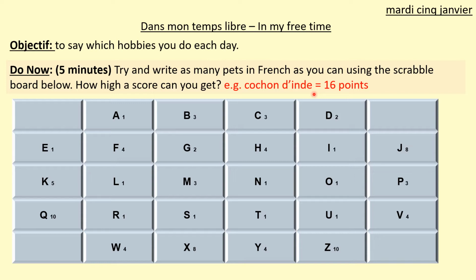Okay, so for example, if you were to write cochon d'Inde, that is worth 16 points when you add up all the numbers here. C is 3, O is 1, C is 3, H is 4, O is 1, N is 1. And then you look for the D and the E yourself and add those up and see how many points you can get. Once you've done that, I want you to press play, and then Miss Clinton will talk you through the rest of the lesson.